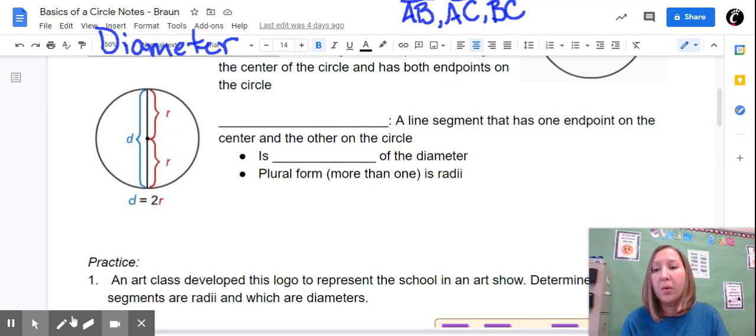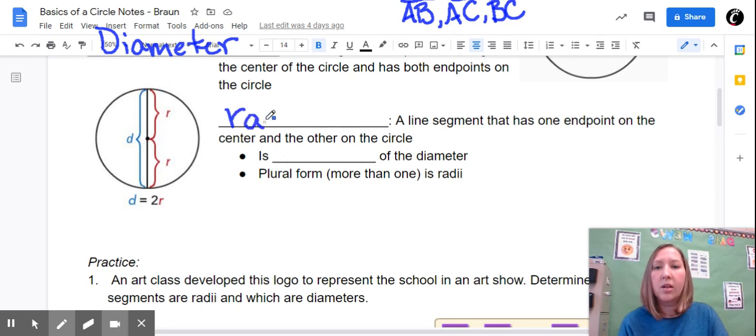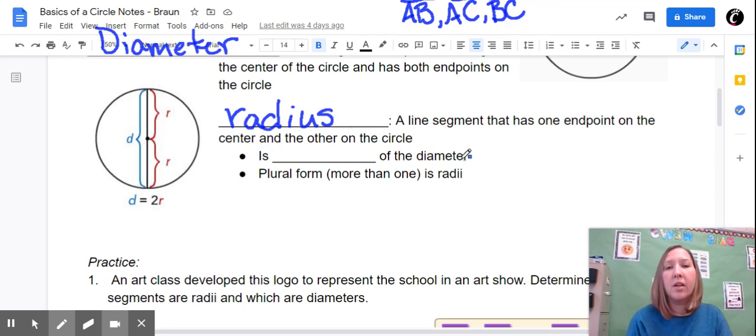The next vocabulary term we're going to talk about is a radius. The radius of a circle is a line segment that has one endpoint on the center, which would be here, and the other somewhere on the circle. So we look over here at our diagram. From here, out here would be a radius. From our center, out here would be a radius. It's any line segment that goes from the center to any point on the circle.